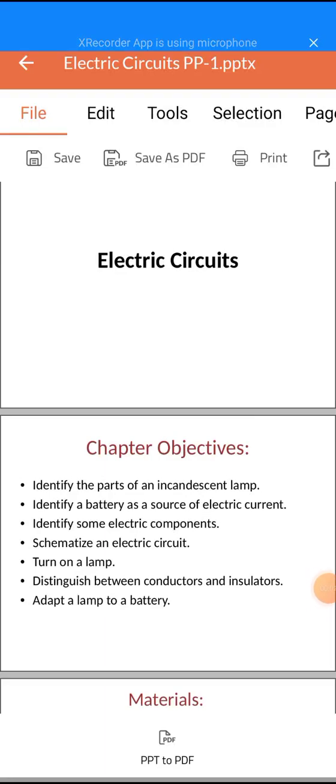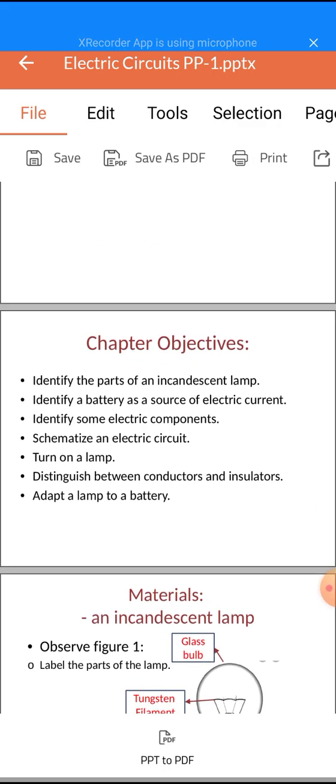Hello grade 7 students. This is a brief summary to our chapter 10, electric circuits. Here, as you can see, the chapter's objectives.